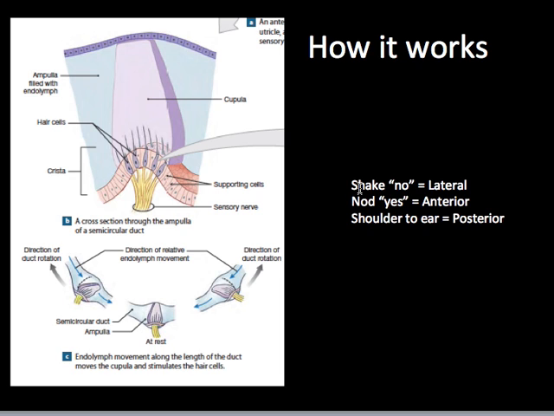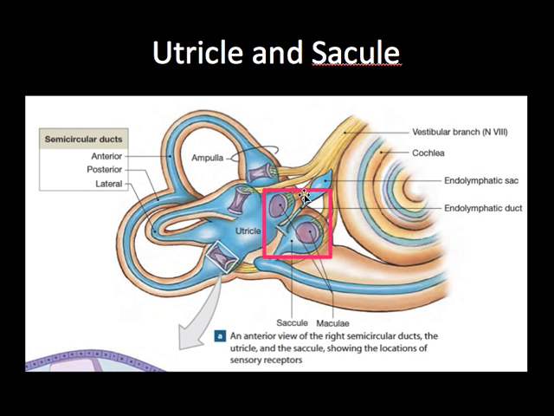Interestingly, if you shake your head as if you're saying no, then that is the lateral semicircular duct being affected. Nodding your head in a yes-like position is going to cause the anterior semicircular canals to activate, and if you tilt your head from side to side, as if placing your ear to your shoulder, that's the posterior semicircular canal and the structures within it that are being affected. So, moving on to the utricle and saccule, that's these guys over here.